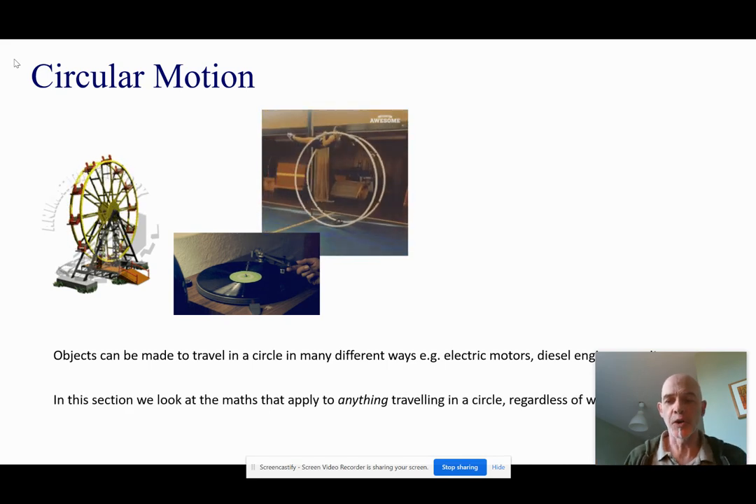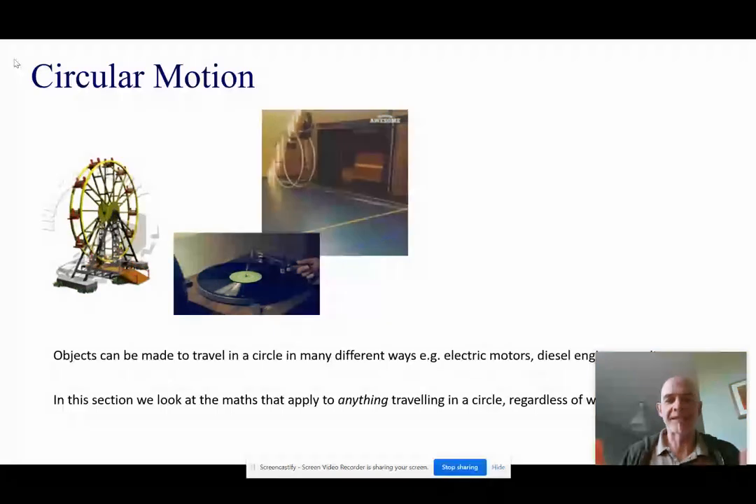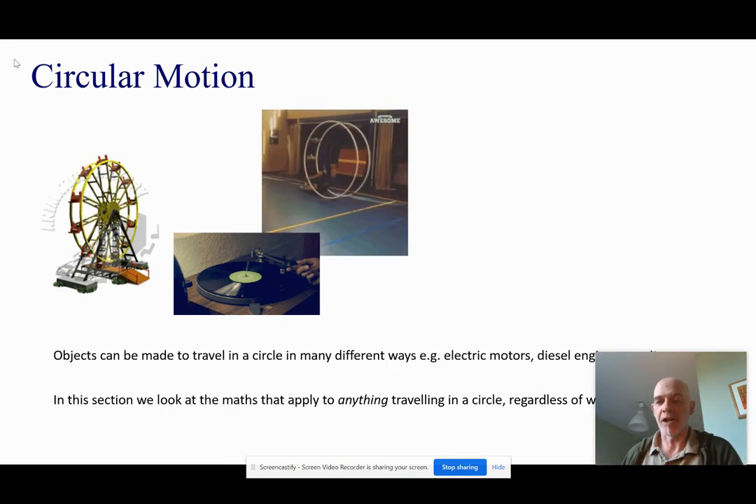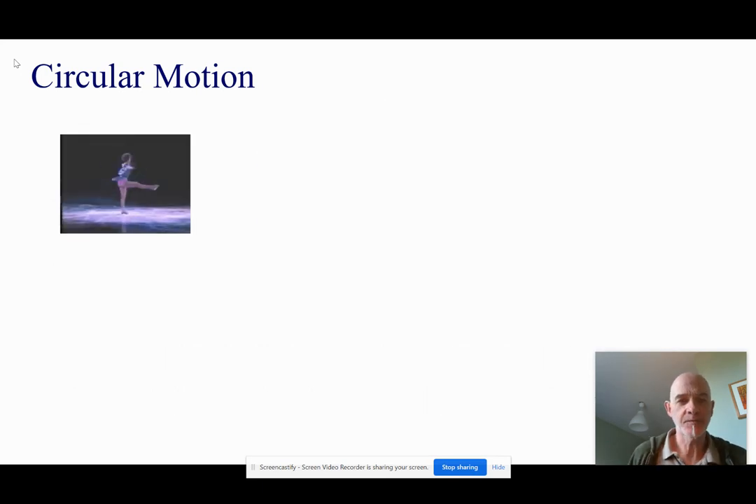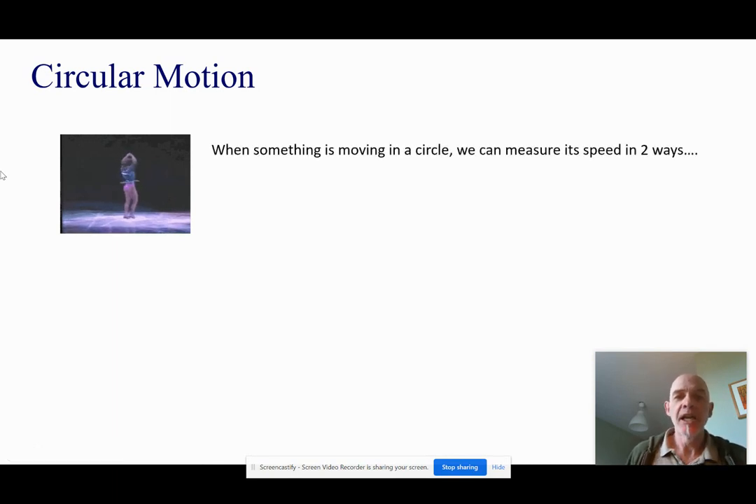But what we're going to look at for the moment is the maths that applies to anything traveling in a circle, regardless of why it is traveling in a circle. So let's take a figure skater. If you imagine just the tip of one of her fingers as the object that's in circular motion, we can measure its speed in two different ways.